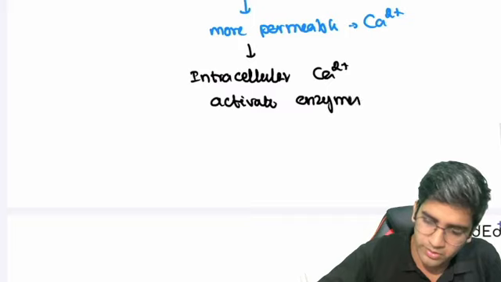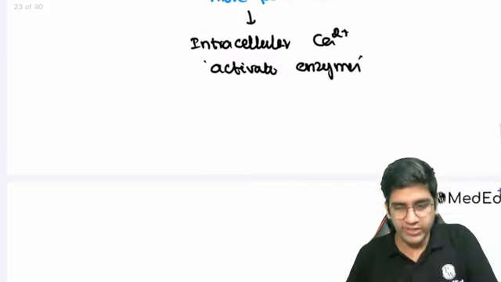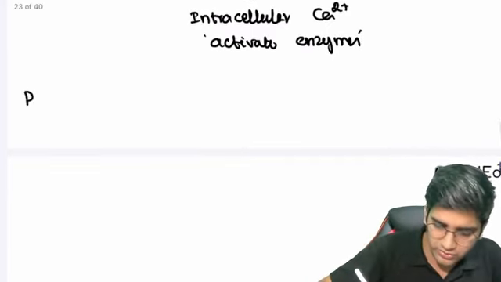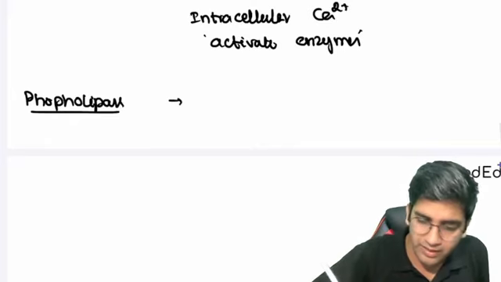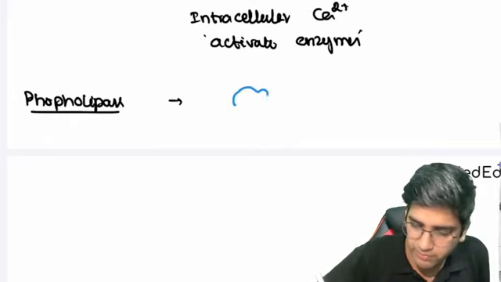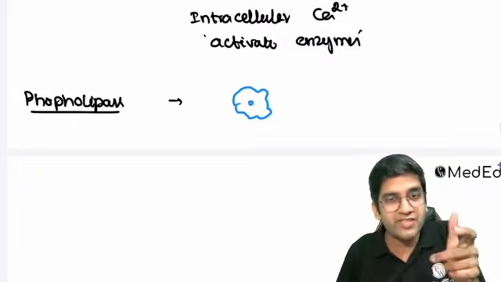There are three enzymes I'm worried about here. The first enzyme is phospholipase. Okay, the phospholipase is the first enzyme. Now here I had a beautiful bleb in the cell. Phospholipase gets activated.